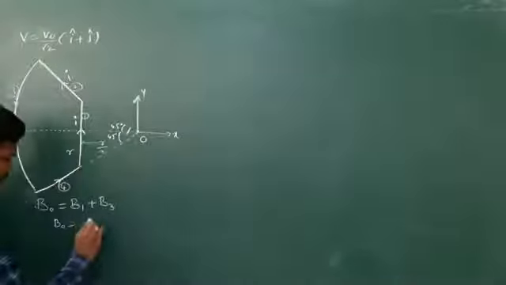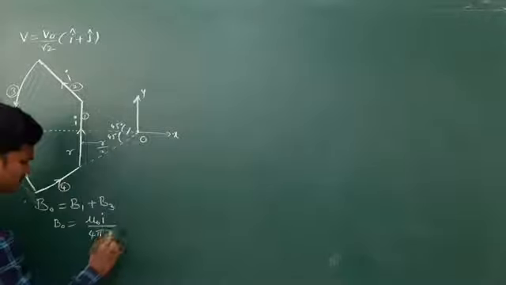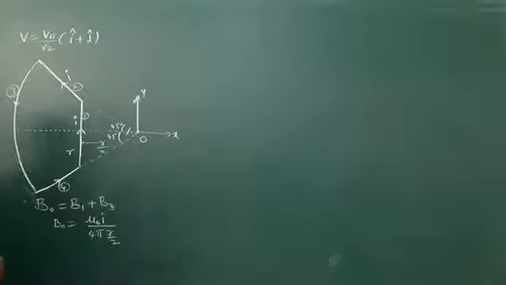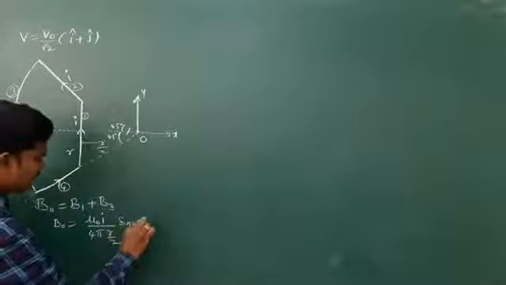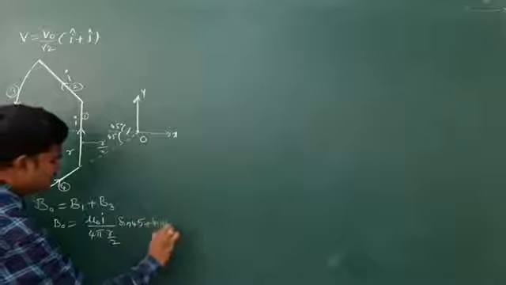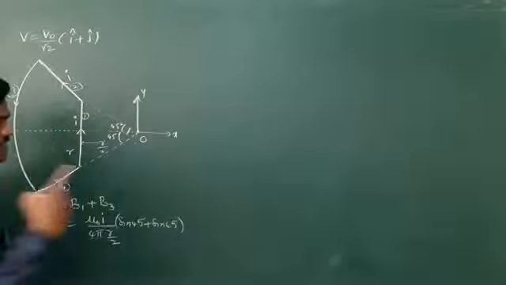So, mu naught I by 4 pi d, where d is nothing but R by 2, times sin 45 plus sin 45. And the loop is in the xy plane. The field is into the board.